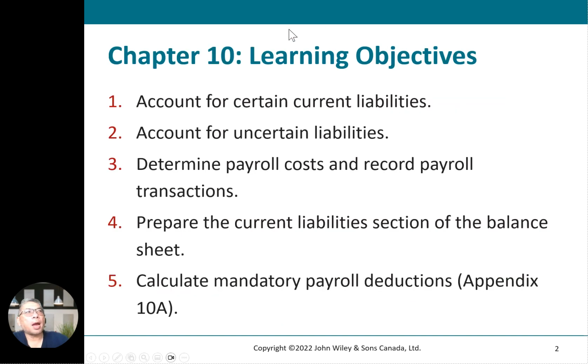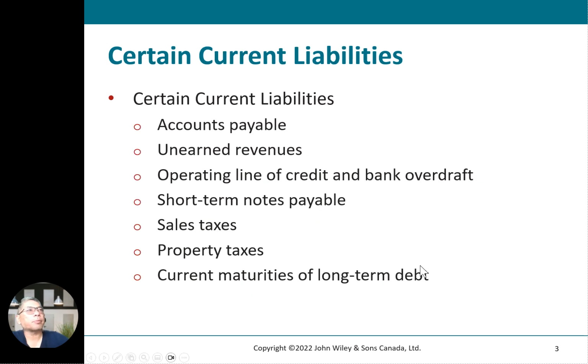Chapter 10. There are a number of learning objectives, 1 to 5. Number 1, account for current liabilities and uncertain liabilities. Number 2, determine payroll costs and record payroll transactions. Number 4, present the current liability section and prepare balance sheets. Number 5, calculate mandatory payroll deductions, which is Appendix 10A.